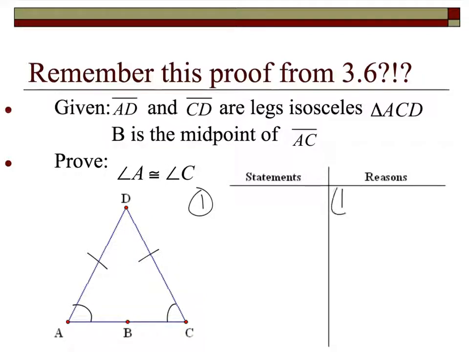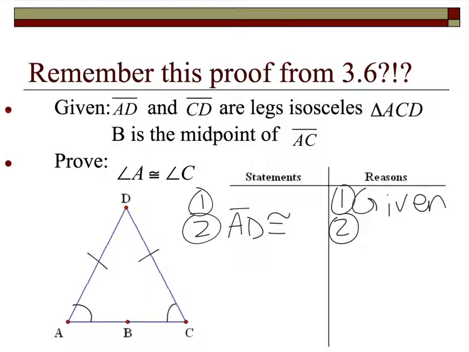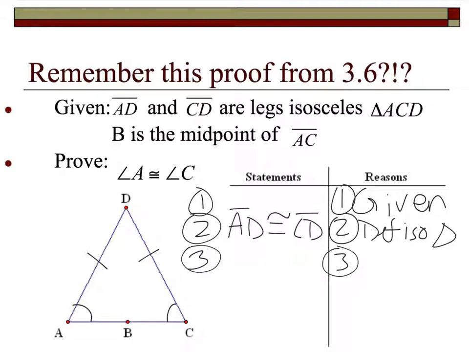My goodness, I think we just did that proof without drawing an auxiliary line in, without proving triangles congruent and having to use CPCTC. So I've got AD is congruent to CD, definition of isosceles triangle. And then we are done. Angle A congruent to angle C. If sides, then angles. Love this proof.